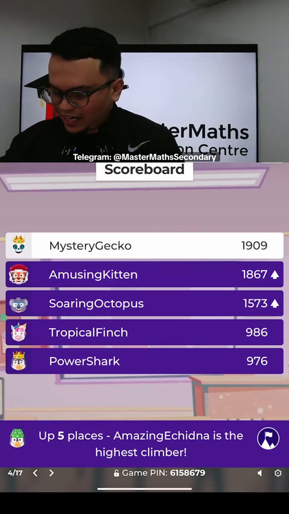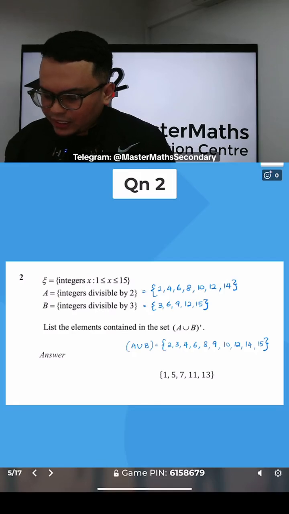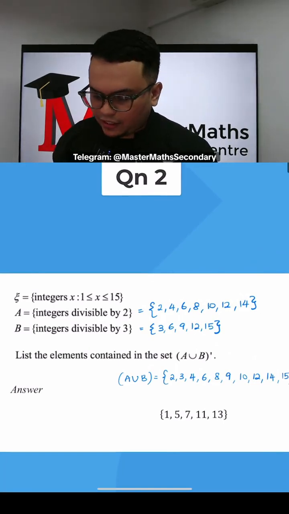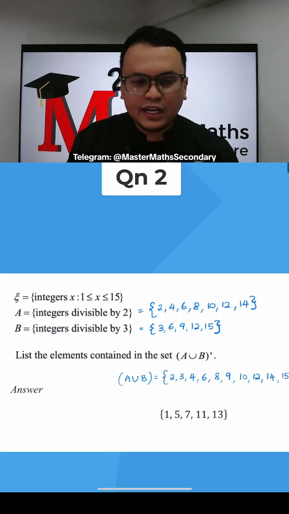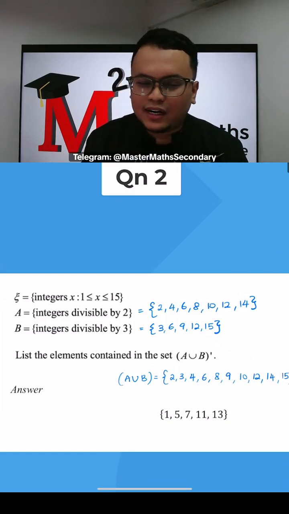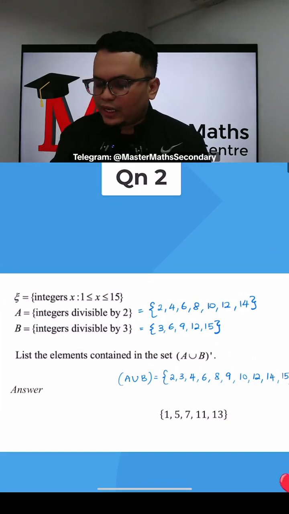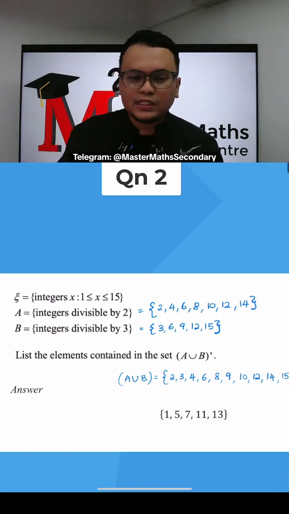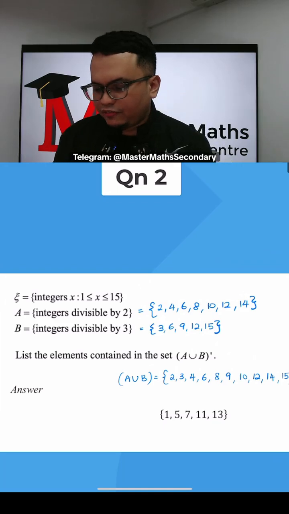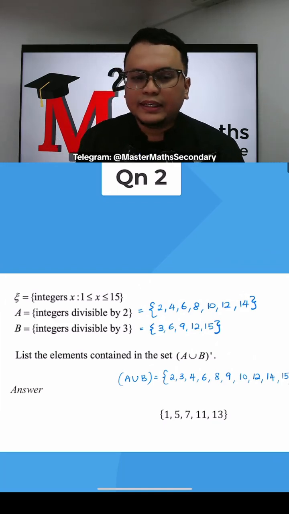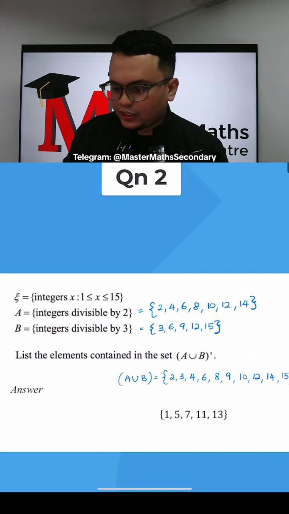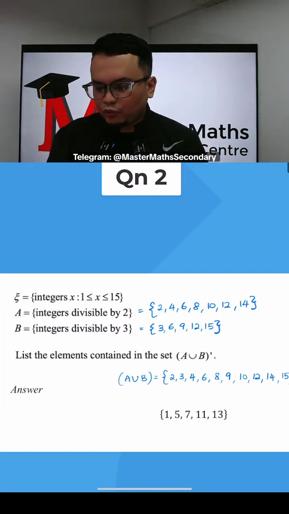Let's take a look at how we do the question. A good habit is to list down all the elements of the set itself. For the universal set, it's very clear: we have integers from 1 all the way to 15, so that one we don't have to write. For the set A, we are looking at integers divisible by 2, in other words, multiples of 2. From 1 to 15, the multiples of 2 are 2, 4, 6 all the way until 14. Then integers divisible by 3 means all the integers that are multiples of 3, so from 1 to 15, we have 3 to 15.